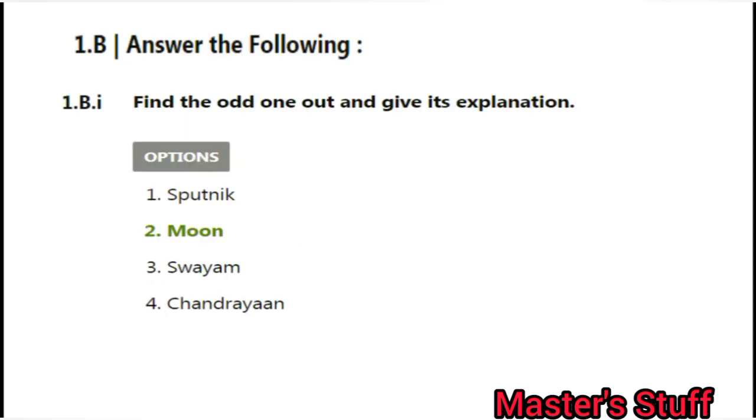Question first B. Answer the following. 5 sub-questions are here and each carries 1 mark, meaning total marks are 5. First sub-question, find the odd one out and give its explanation. Here 4 options are given: Sputnik, Moon, Swayam and Chandrayaan. Odd is Moon. Moon is a natural satellite of Earth. All others are artificial satellites. Therefore, the odd one is Moon.